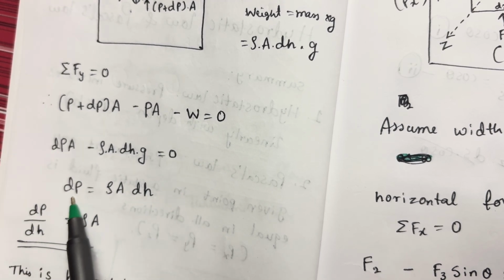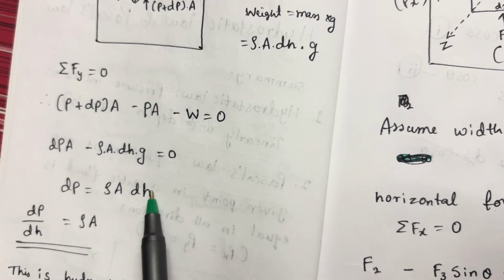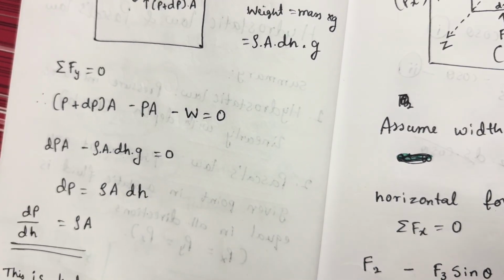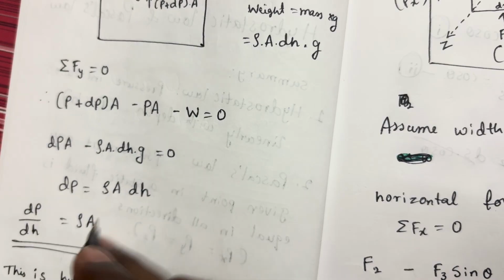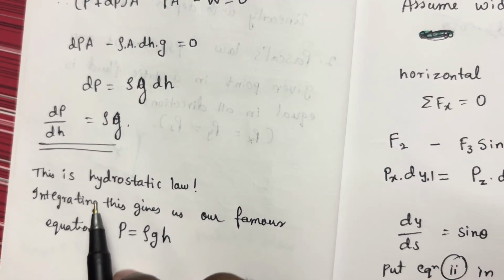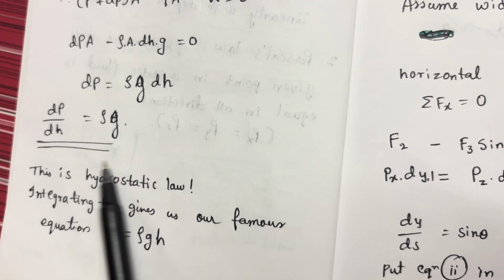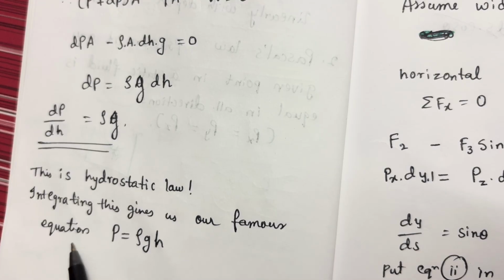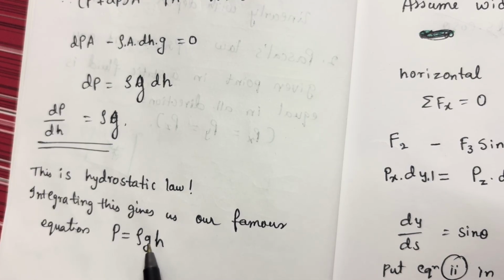Now dp is equal to rho g dh. If I take dh to this side, then dp by dh equals rho times g. This is the hydrostatic law. If you integrate this, then you get the famous equation, which is pressure equals rho g h.